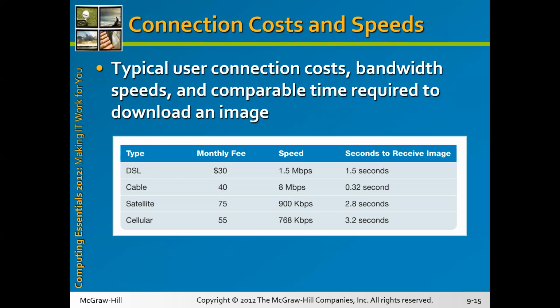Cellular connections will have a speed of 768 kilobits per second with a time of 3.2 seconds and at the cost of $55 per month.